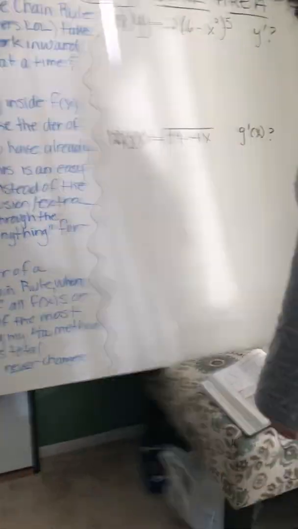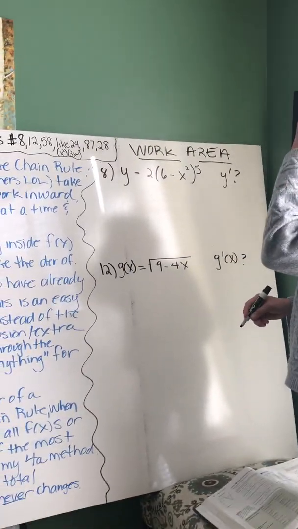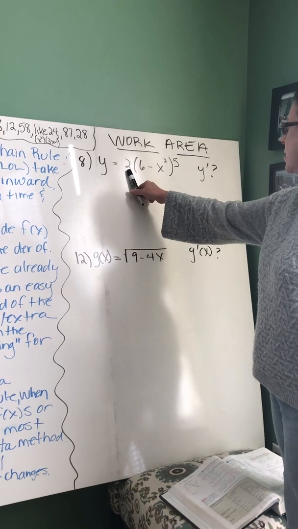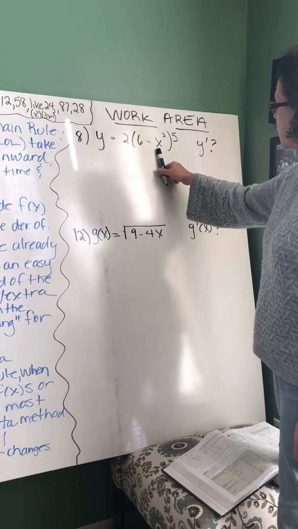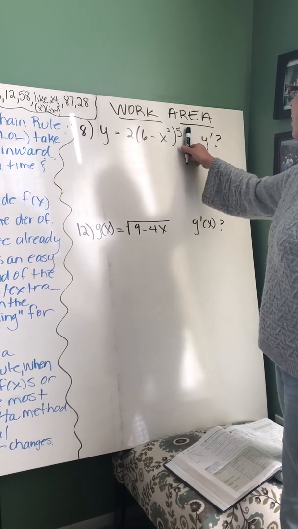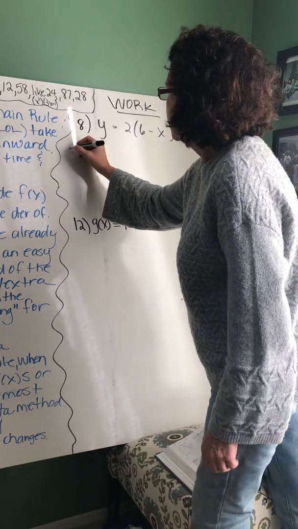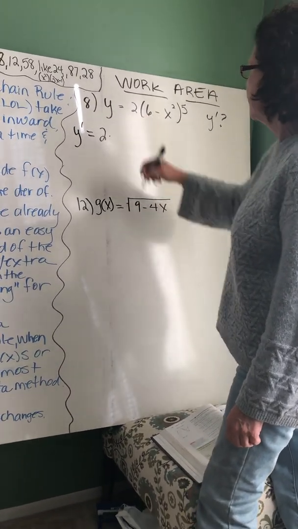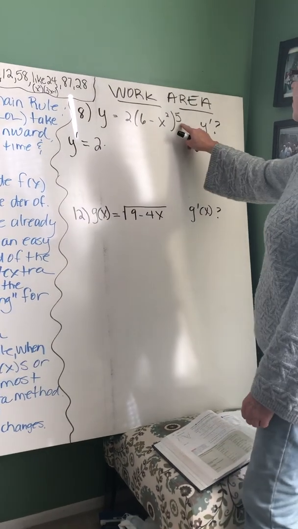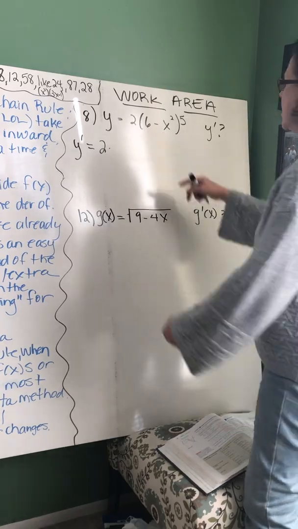Number 8, y equals 2, well, you can see what it says, and we're asking for the derivative of y. Notice I have a constant I'll bring along. I have a squaring function inside and a fifth power function on the outside. So here we go, let's take the derivative. Using the chain rule, I keep my 2. I see my fifth power is the outside function, x squared is the inside function.